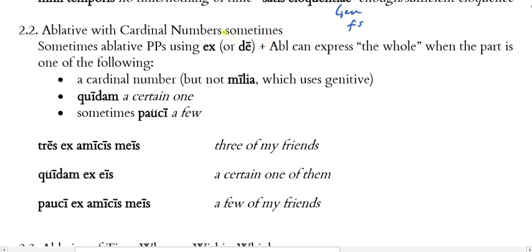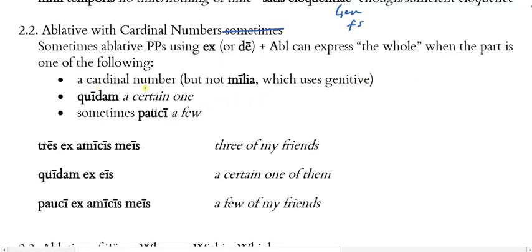And that is actually a typo here. Sometimes belongs on the next line. Sometimes ablative prepositional phrases using the preposition ex or de plus the ablative object can express the whole when the part is one of the following. So this is the same kind of expression as what we just saw, but just a different way to achieve it, using a noun followed by a genitive, a preposition that takes ablative case, like ex or de.